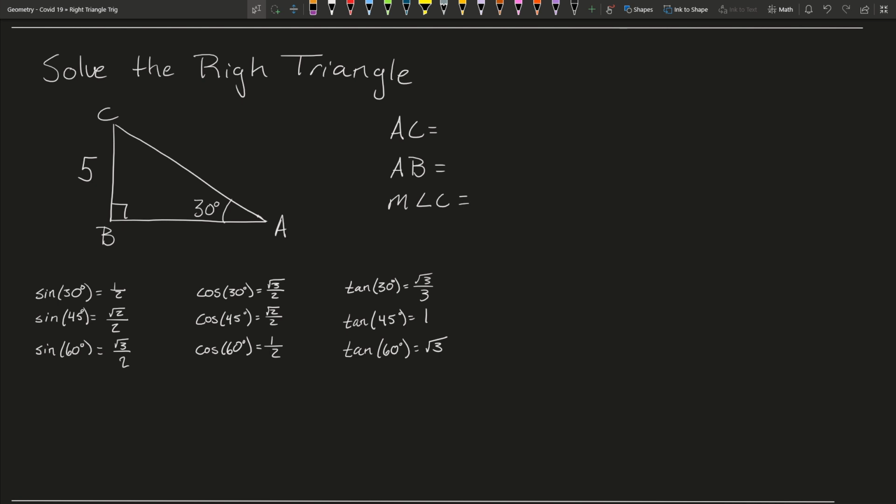It just says to solve the right triangle given the figure below. All right, so we're given triangle ABC with an angle of 30 and a side length of 5. And we want to find the length AC, AB, and the measure of angle C.